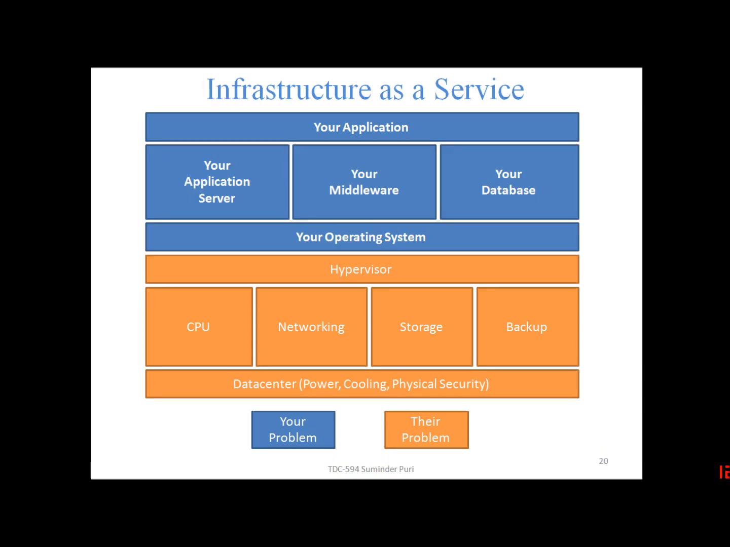In infrastructure as a service, our problem is our application, our application server, our middleware, our database, our operating system. Everything there is dependent on us, and what they are responsible for is the hypervisor, CPU, networking, storage, backup, data center, everything. That's their problem. We don't need to care about it. So we can see that each of the service models has its own problems, in which the company is responsible for some things, and the owners or customers are responsible for some of the things.